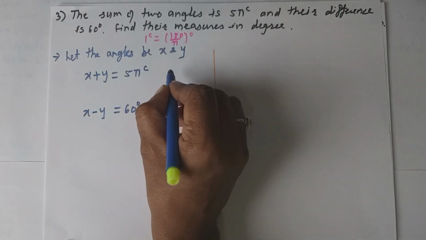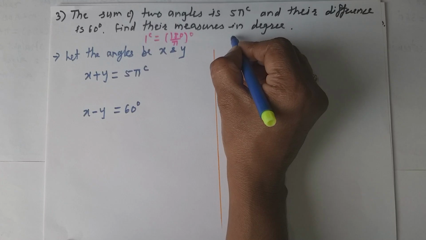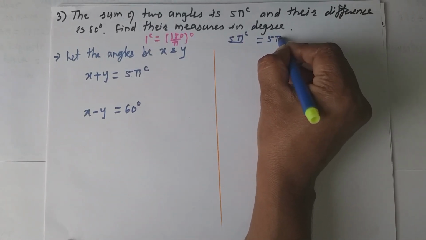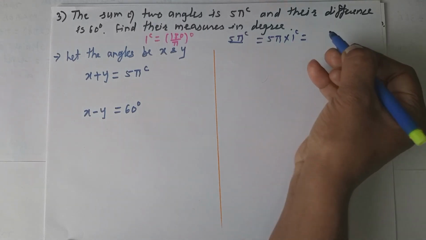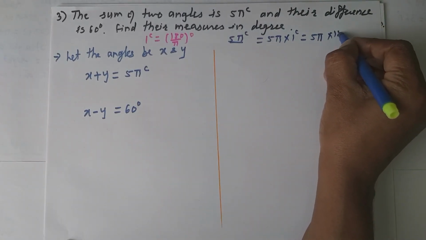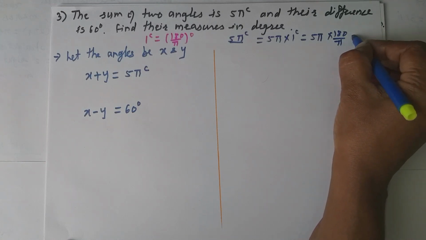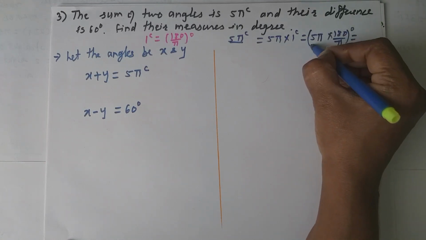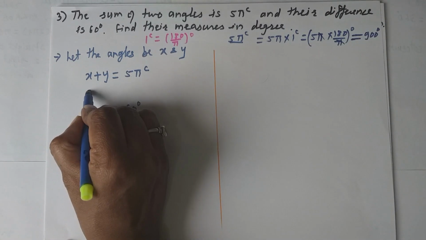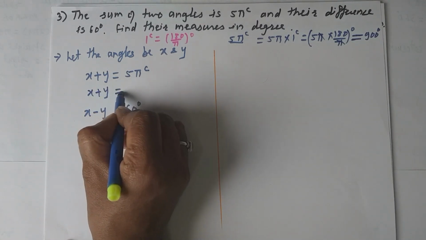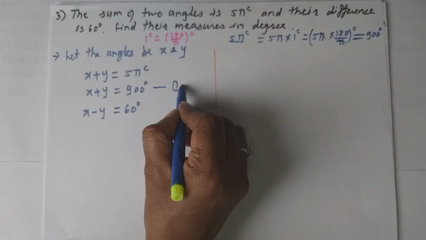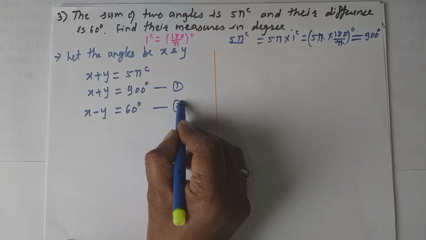Then I will multiply this 5 pi. See here, 5 pi radians means 5 pi times 1 radian. Convert this into degrees. Keep the value of 1 radian, that is 180 divided by pi, and after simplification this is nothing but 900 degrees. Therefore this equation will get converted as x plus y is equal to 900. Treat this as equation 1 and this as equation 2.